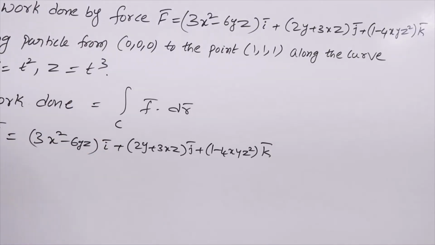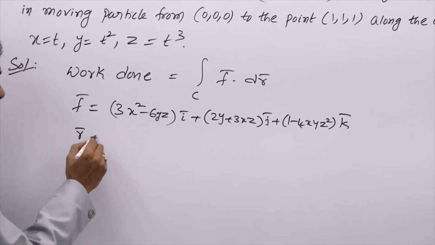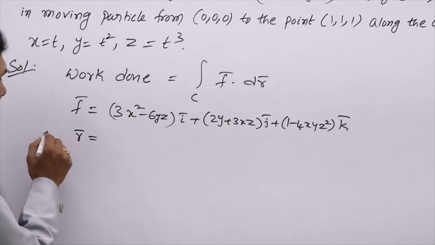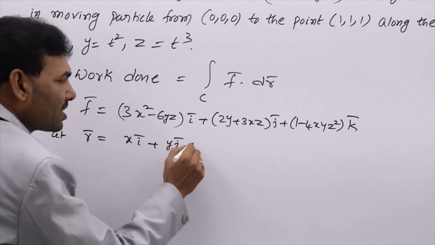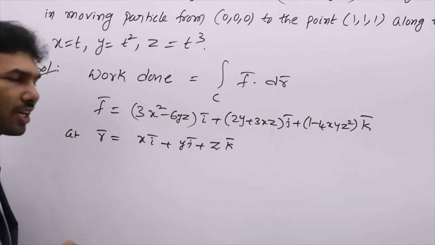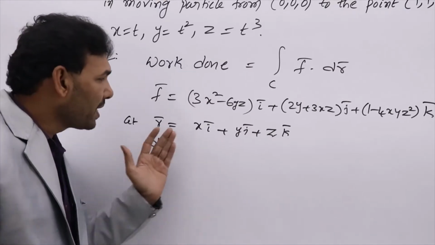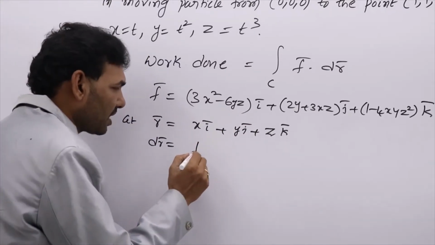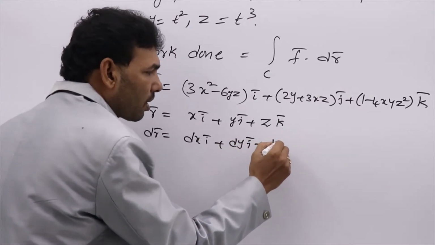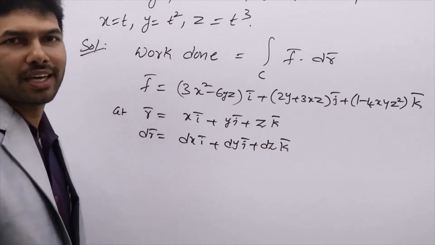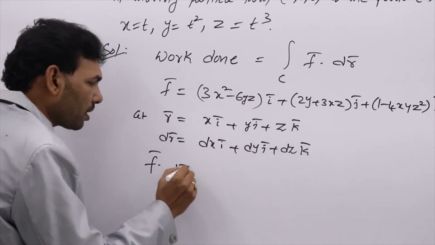We need to calculate dr bar. Before going to calculate dr bar, what is r bar? r bar is the standard position vector, which we will take as x i bar plus y j bar plus z k bar. Now, what is dr bar? Differentiation gives dx i bar plus dy j bar plus dz k bar. This is dr bar. Now we need f bar dot dr bar.